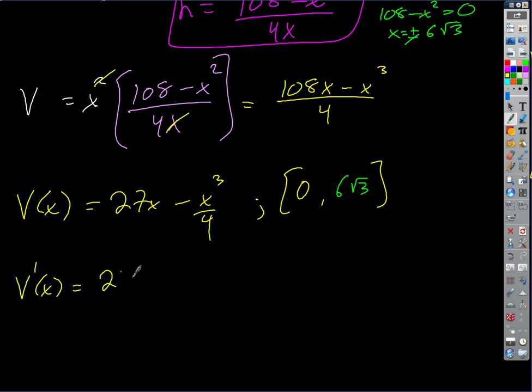Minus 3/4 x squared. I'm going to bring the 3 down, so minus 3/4 x squared. And while we're at it, it's so easy to do, it's a polynomial. What's the second derivative? Negative 3/2 x, yeah. Okay, so let's grab all that stuff.